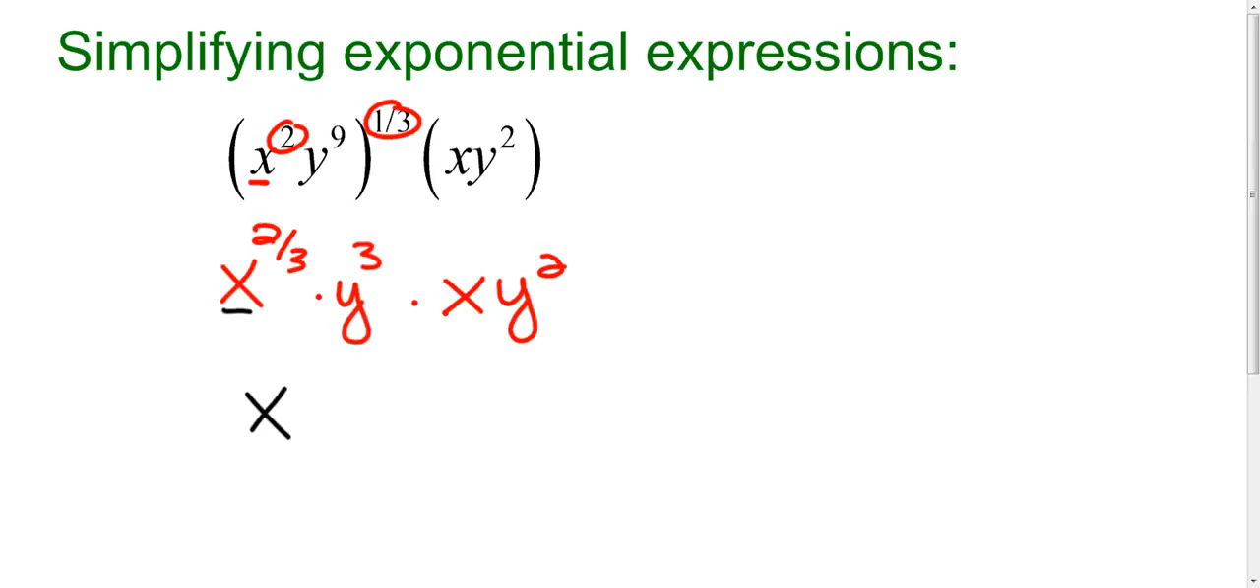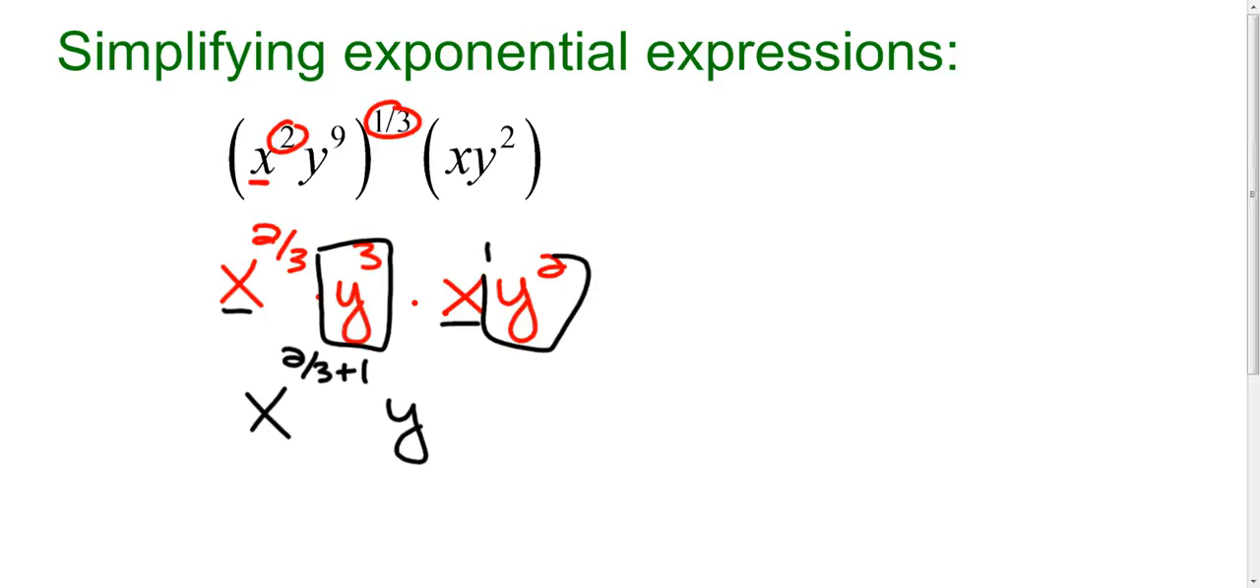So this is because I have more than one base. Okay, more than one base. This is x to the 1. So I'm going to add those. So I have x to the 2/3 plus 1. And I have y then. Here's my y's. Y to the 3 plus 2.